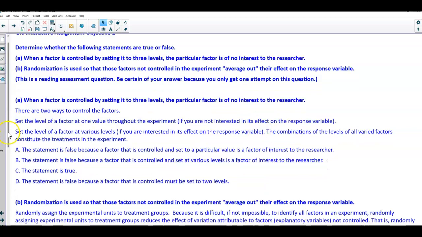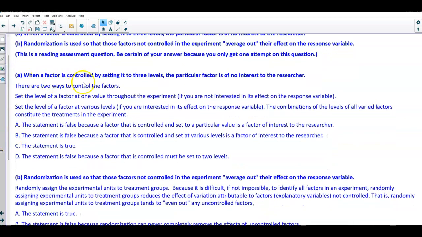So for part A, it says, when a factor is controlled by setting it to 3 levels, the particular factor is of no interest to the researcher. Well, there are 2 ways to control the factors. You set the level of a factor at 1 value throughout the experiment if you're not interested in its effects on the response variable, and set the level of a factor at various levels if you are interested in its effect on the response variable. The combination of the levels of all varied factors constitute the treatments in the experiment.